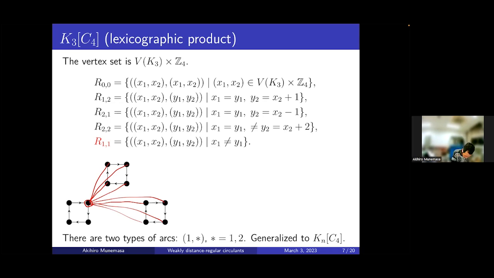Again, there are 2 types of arcs. This is an arc, and this is an arc because this first index is 1. For this first type of arc, it takes 2 steps, for example, like this, to go back. So this is why number 2 appears here. And the undirected arc always has 1, 1 as subscript. Again, this is an example of a weakly distance regular graph having 2 types of arcs, one of which is undirected. And it's easy to generalize this to Kn of C4. Instead of K3, we could consider Kn, just n copies of C4.